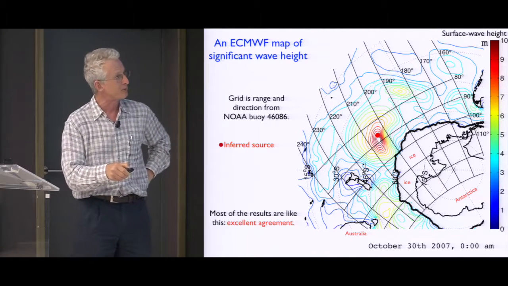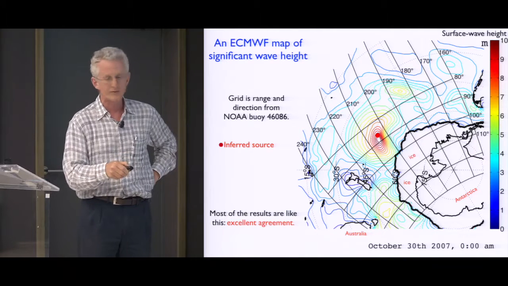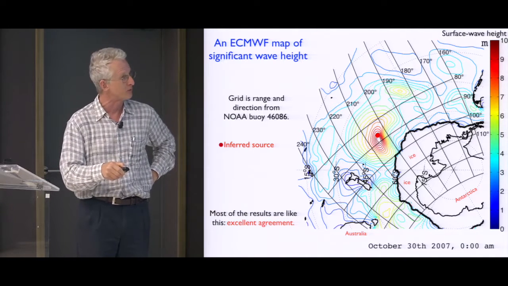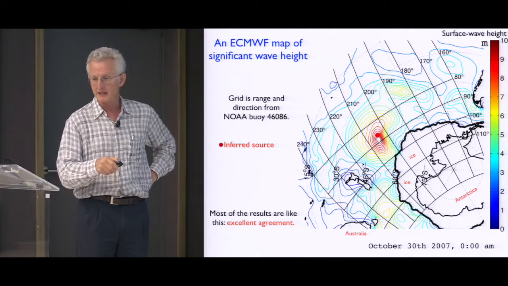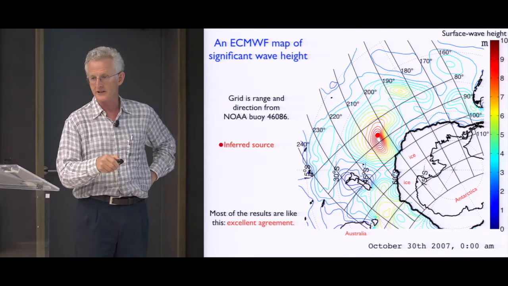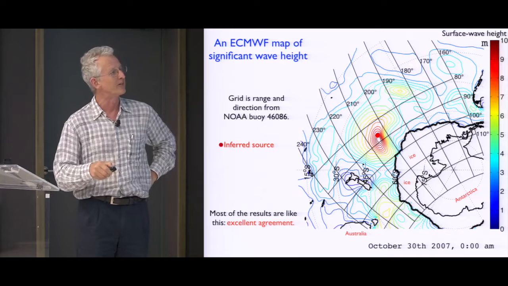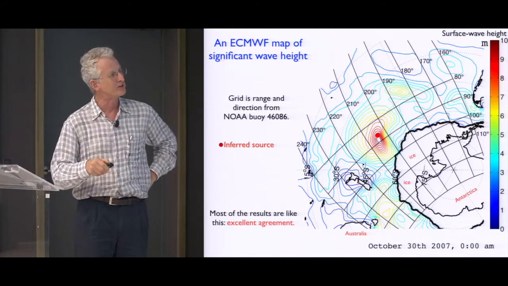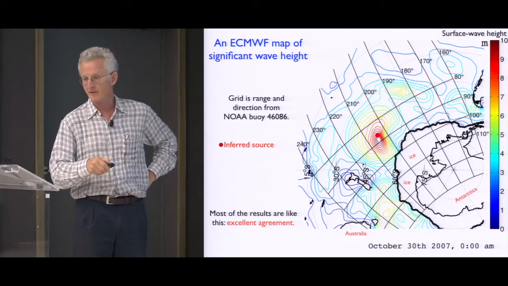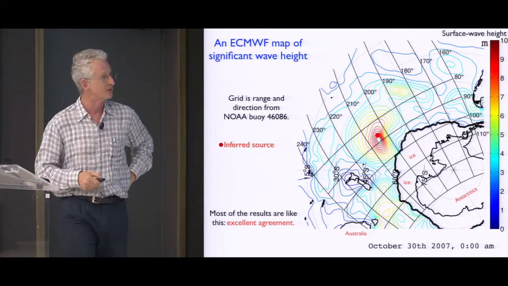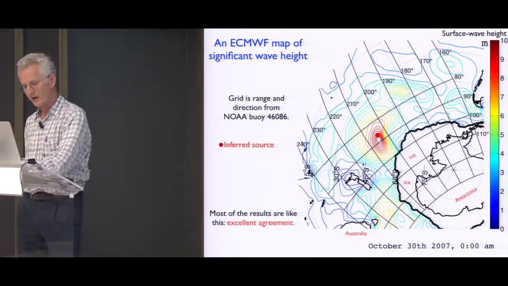And most of the examples that Basile looked at were exactly like this. The inferred source we got from making measurements off the coast of California was here at the red dot, and it was generally right in the middle of the ECMWF forecast. An amazing agreement, in my opinion, because there's no way that this particular buoy knows anything about the ECMWF forecast and vice versa. These are two independent measurements of the same thing. So excellent agreement on the whole.